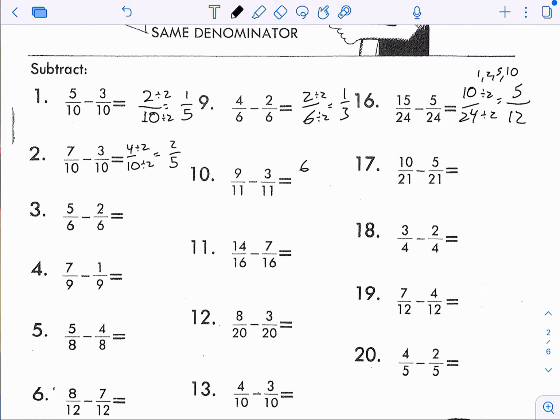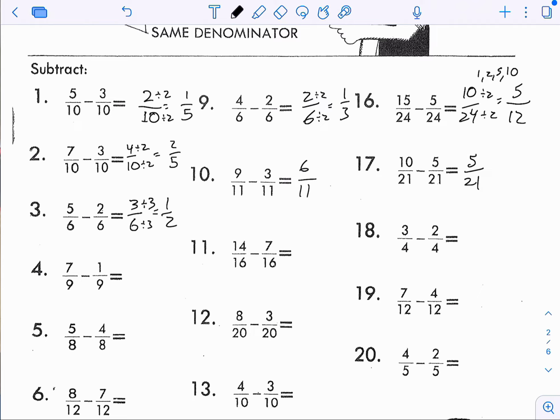9 subtract 3 is 6 over 11. No common factors other than 1. 10 subtract 5 is 5 over 21. No common factors other than 1. 5 subtract 2 is 3 over 6. 3 is a common factor, so then I divide by 3, and that's 1/2.